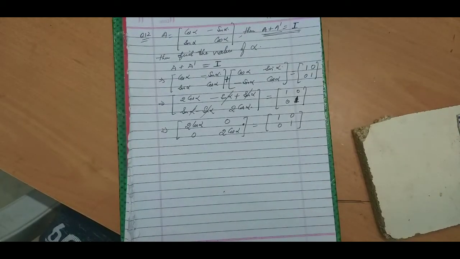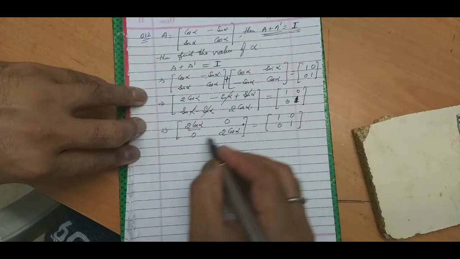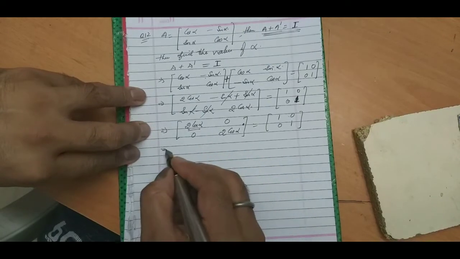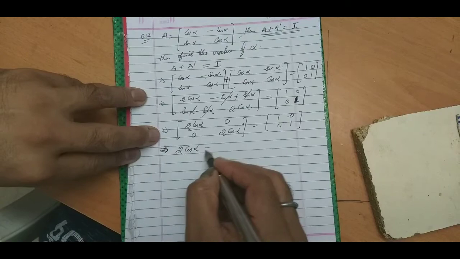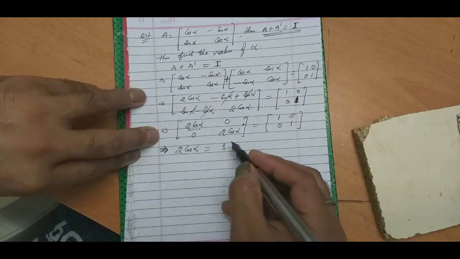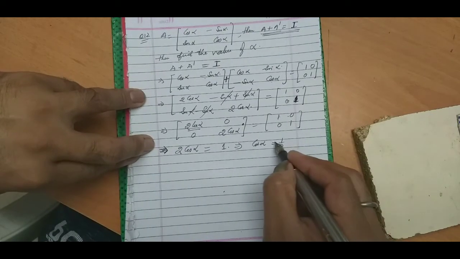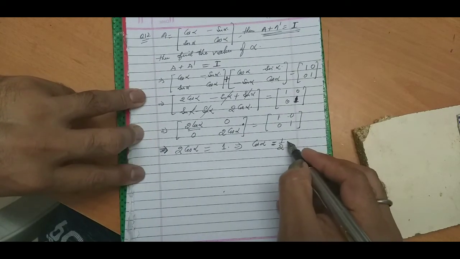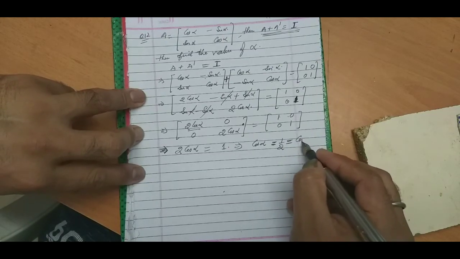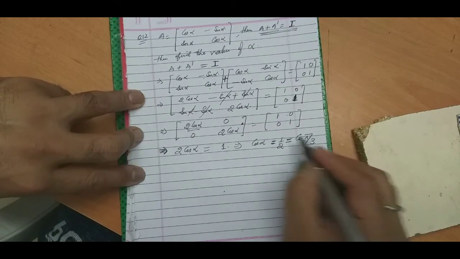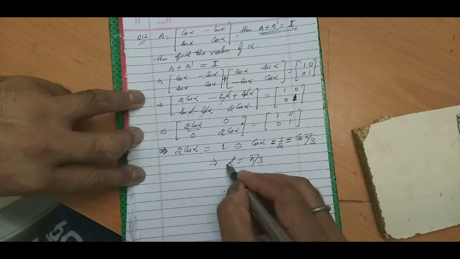So here we can compare any of this 2 cos alpha with this right hand side, that is 2 cos alpha is equal to 1. This implies cos alpha is equal to 1 by 2. At what angle does cos give us 1 by 2? So cos pi by 3. Then cos removed, alpha is equal to pi by 3, 60 degrees.